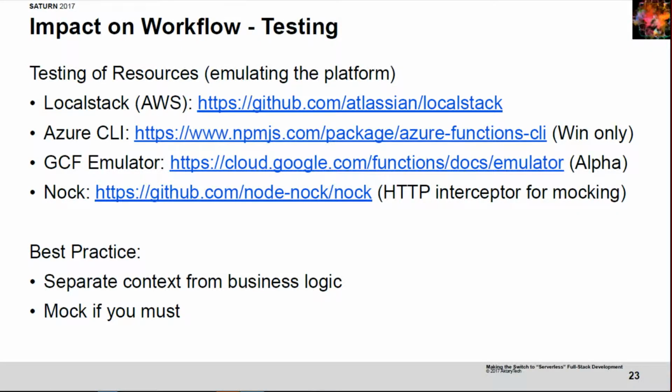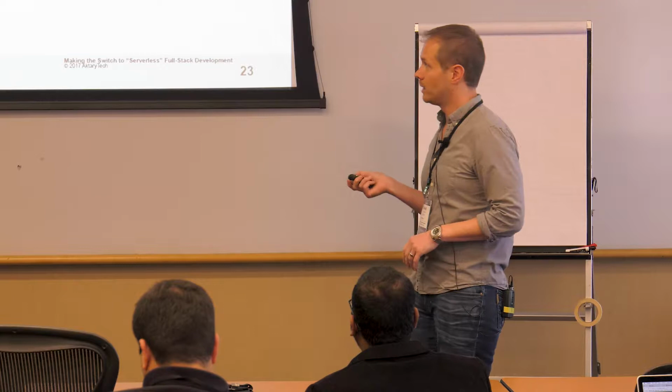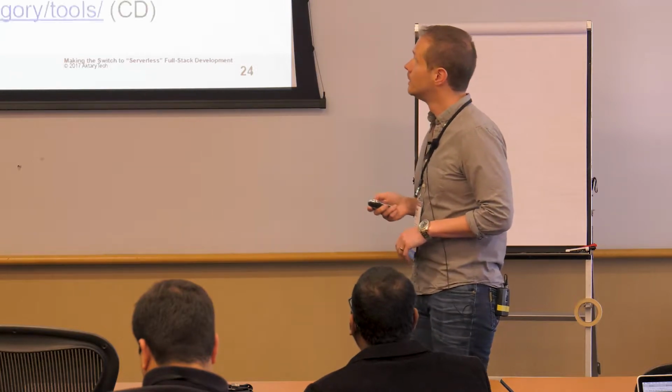So just to finish this slide, separate your context from your business logic. So the handler code, and Christopher actually showed an explanation of this this morning, and we're not going to see this in the demo because I wanted to keep it simple for everybody. Separate the fact that you are a Lambda function being called by an API gateway from the actual work that you're doing, so you can keep things testable, right? And then mock if you must, but if you can, when you can.